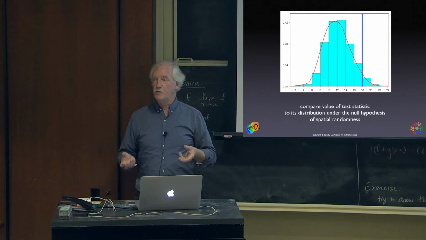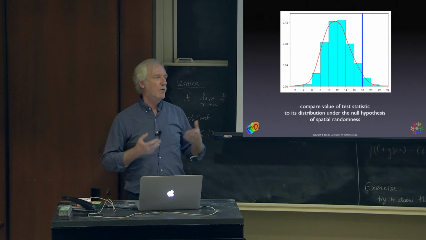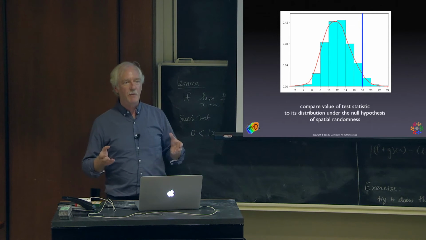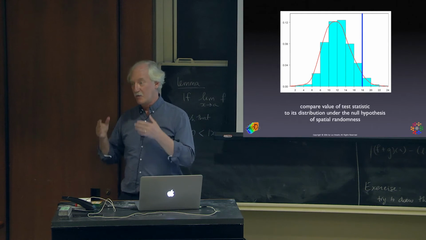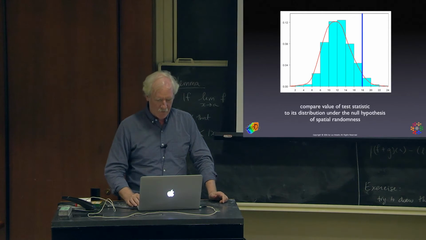It's an empirical distribution, but it will help us make a decision and compute what we'll call later a pseudo p-value. So it looks like a p-value, it walks like a p-value, but it isn't really a true p-value. And we'll see later what is the difference.